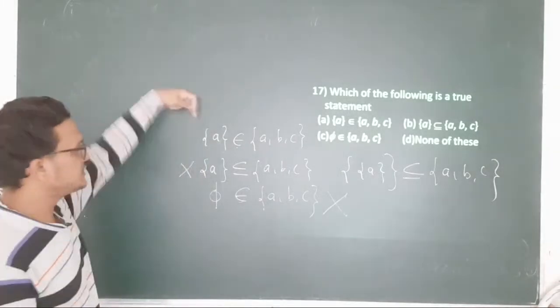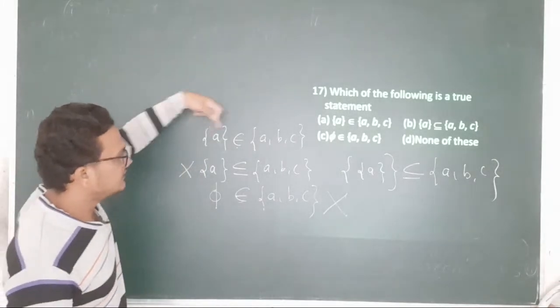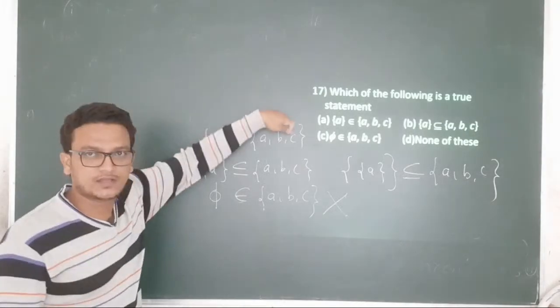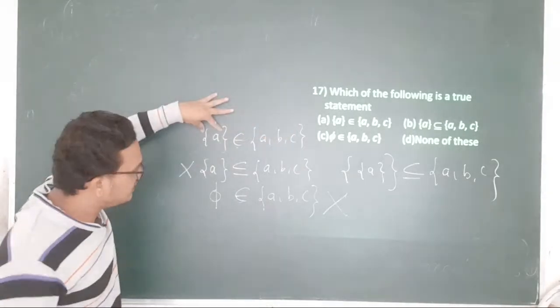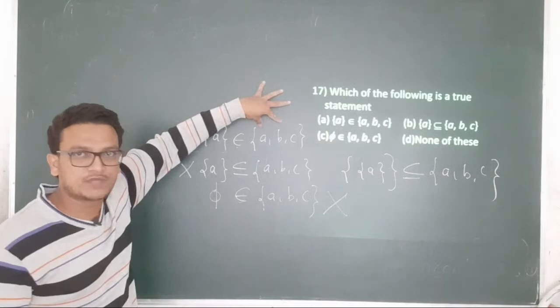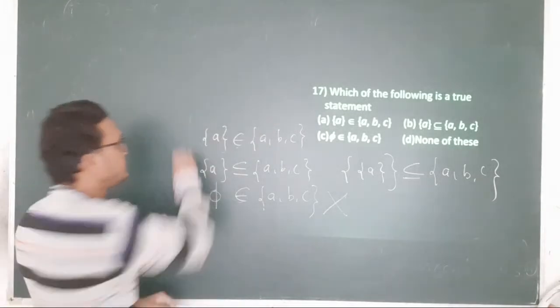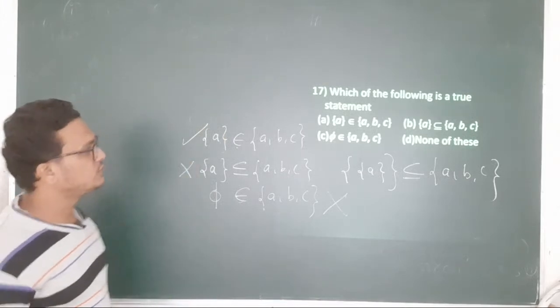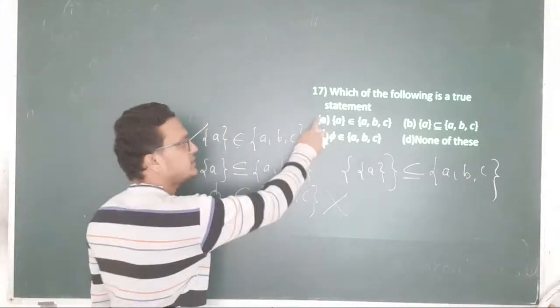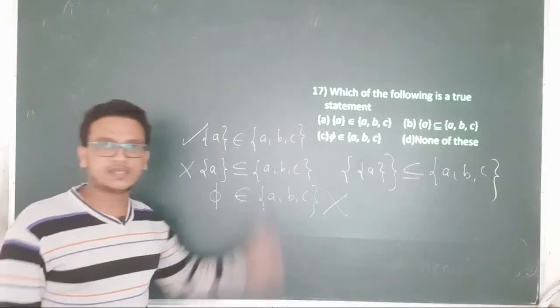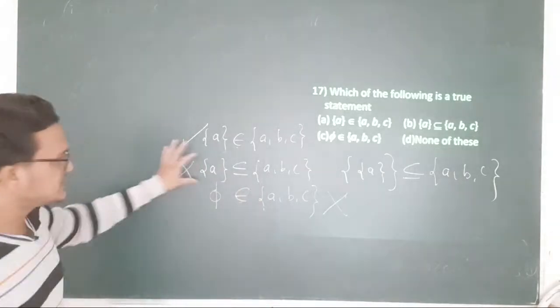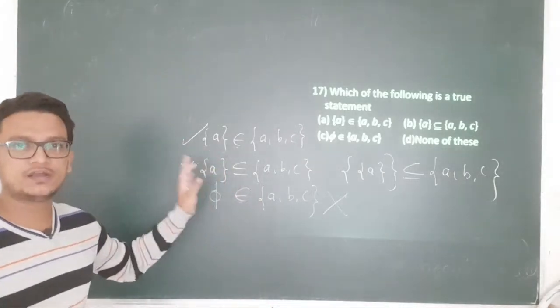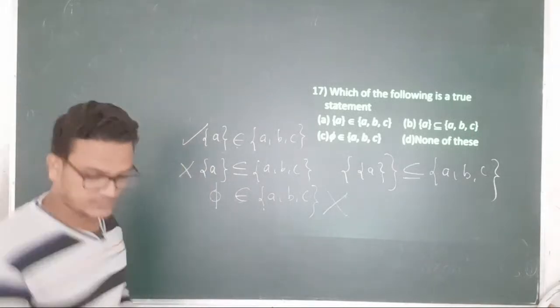Then see this option: A belongs to ABC. Just now I said this is a member of this set, so therefore it belongs to this set. So this one is a correct statement. Which option is correct here? Option A is correct. So this is somewhat of a confusing part, so don't get confused here.